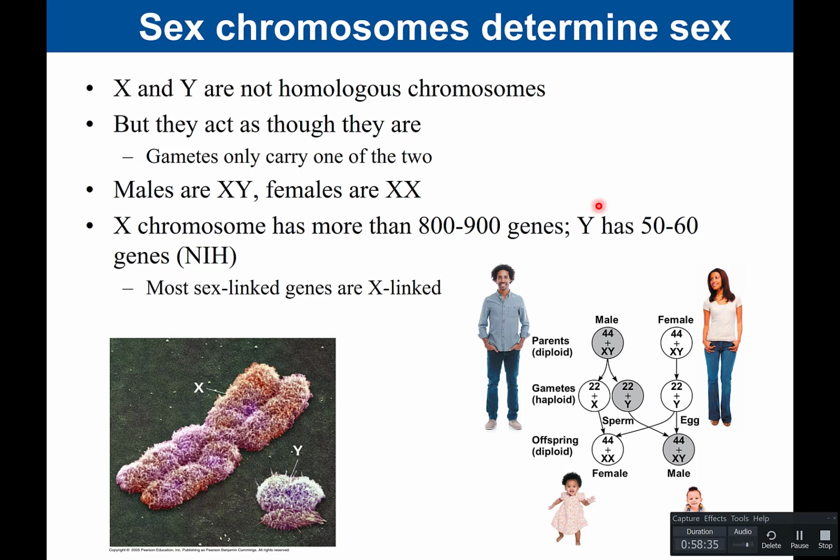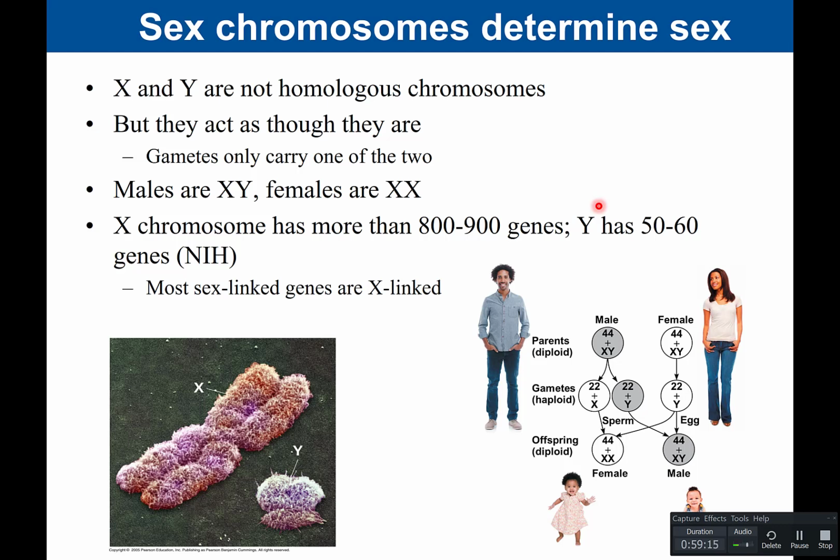Now, most sex-linked genes are X-linked, simply because if you look at the X chromosome, there are a lot more genes on that chromosome than there are on the Y chromosome. So it's much more common for sex-linked genes to be on the X chromosome. Now, who determines the gender of the offspring? Well, think about it. A female is XX. What that means is she is always going to give her offspring an X chromosome. That is all she has to give.